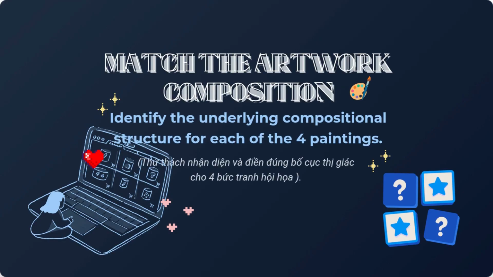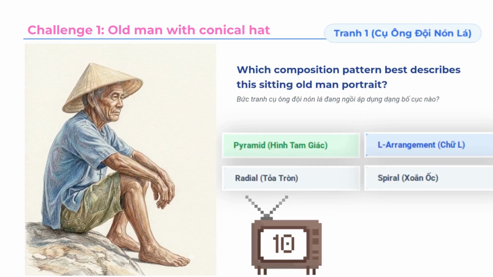Identify the underlying compositional structure for each of the paintings. Which composition pattern best describes the sitting old man portrait? Pyramid, L arrangement, radial, spiral.